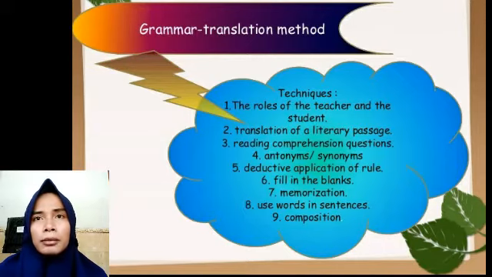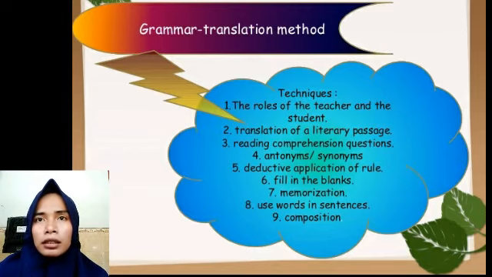And next, grammar translation method. This method has nine techniques. The first, the roles of the teacher and the students. The second, translation of literary passage. The third, reading comprehension questions. The fourth, antonym or synonym. The fifth, deductive application of rules.